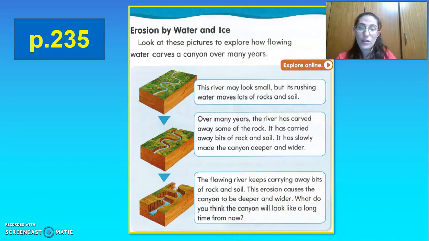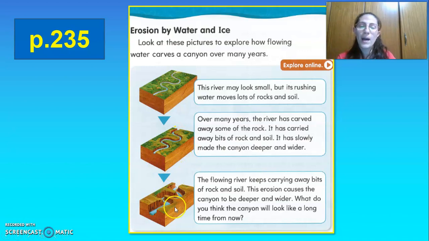So, let's refresh quickly. We have a small river, and then what happened? The small river had rushing water, and the rushing water kept on carrying lots of rocks and soil every day, over many years. So it carved away, it cut out some of the rocks, and it made a canyon, and it made the canyon what? Deeper and wider. So now we could see a very clear canyon. It formed a very clear canyon, and it made it deeper and wider.